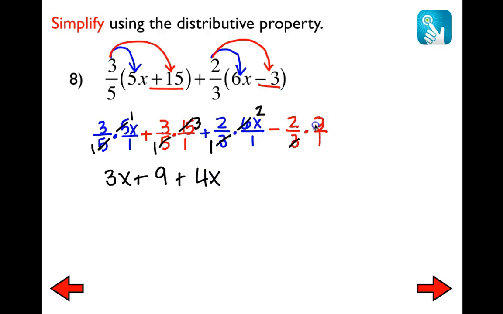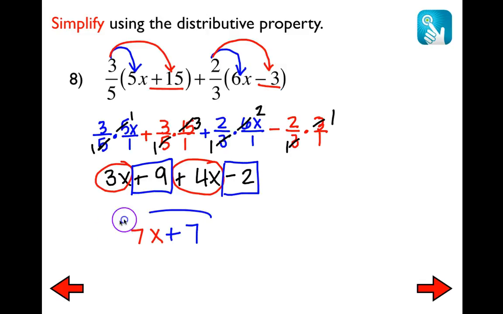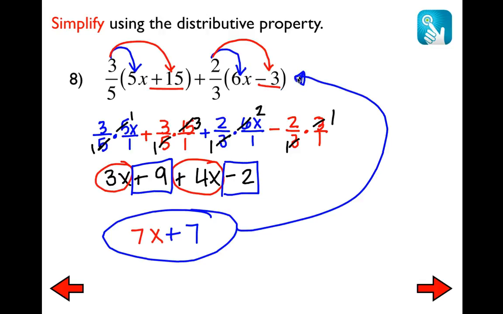Here I can cross cancel out the 3's. They're going to turn into 1's. So notice here it is subtraction. 2 times 1 is 2. However, I'm not finished. I need to make sure I combine like terms. 3x with a positive 4x becomes 7x. And then we have a positive 9 with a negative 2. There's more positives, so I'm going to put plus. And there are 7 more positives. So my final answer is 7x plus 7. Again, it is equivalent to the very first expression. It's just a simplified version of the original.